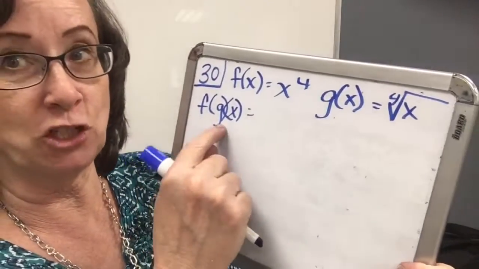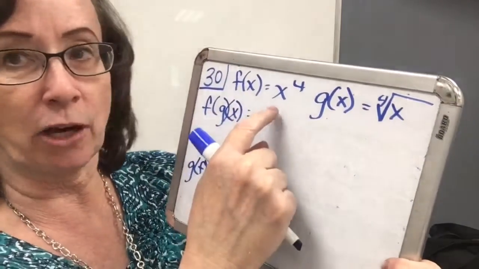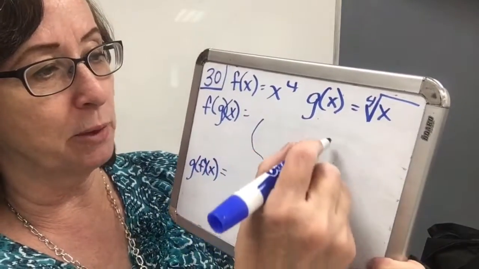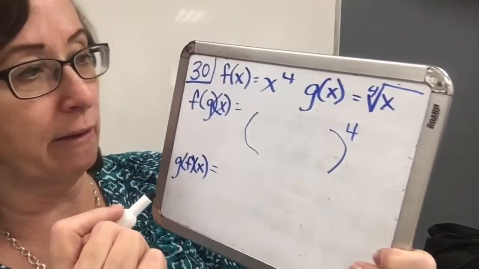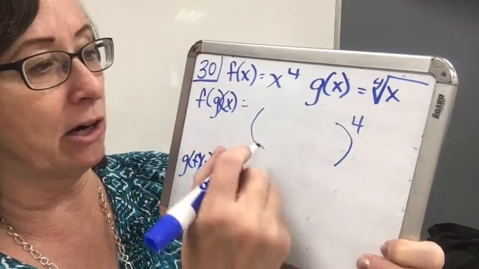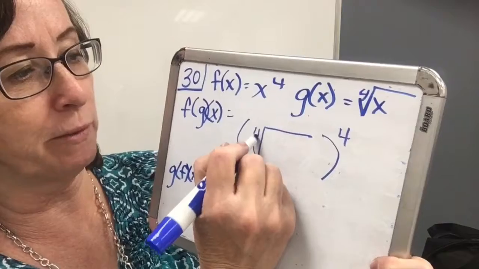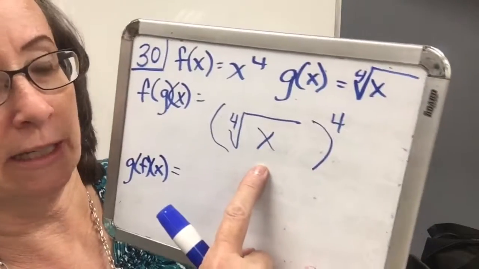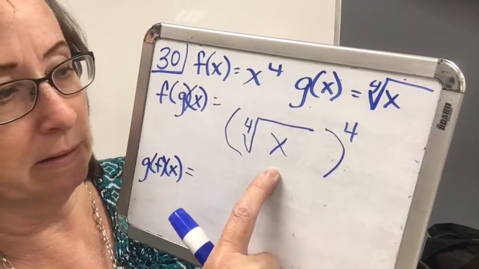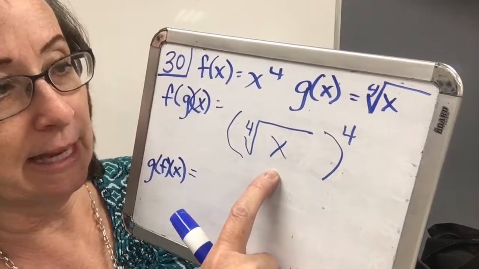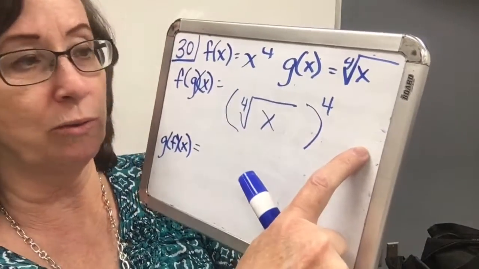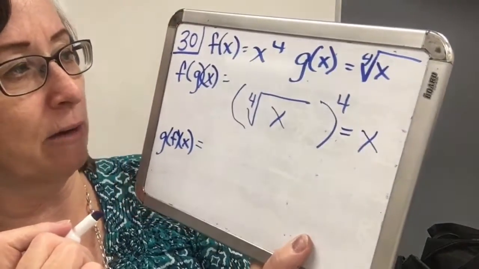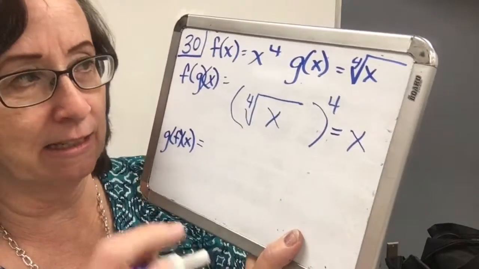If we do f of g of x, that means we're going to use as our base function the x to the fourth. So we'll put parentheses to the fourth, okay? And then we're going to slide in our g function, which is going to be the fourth root of x. Okay, so in other words, this function is only going to be real for positive x's, and then I'm going to raise it to the fourth power, and then I'm going to get x again. All right, so f of g of x is x.